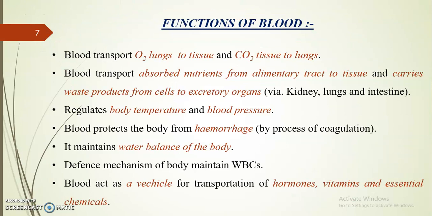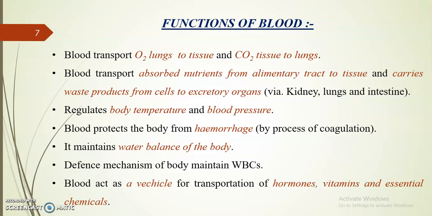Functions of blood. Blood transports oxygen from lungs to tissue, and carbon dioxide from tissue to lungs. Blood transports absorbed nutrients from the alimentary tract to tissue and carries waste products from cells to excretory organs, via kidney, lungs and intestine. It regulates body temperature and blood pressure. Blood protects the body from hemorrhage. It maintains water balance of the body. Defense mechanism of the body maintains WBC. Blood acts as a vehicle for transportation of hormones, vitamins and essential chemicals.